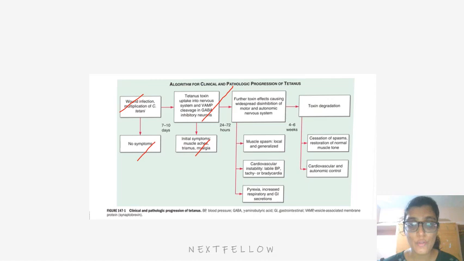In a further 48 to 72 hours, further toxin affects widespread disinhibition in the motor and autonomic nervous system. So there is muscle spasm, local and generalized, cardiovascular instability, labile BP, tachy or bradycardia, pyrexia, increased respiratory and GI secretions. At 4 to 6 weeks, there is toxin degradation. So there is cessation of spasm, restoration of normal muscle tone, cardiovascular and autonomic control.